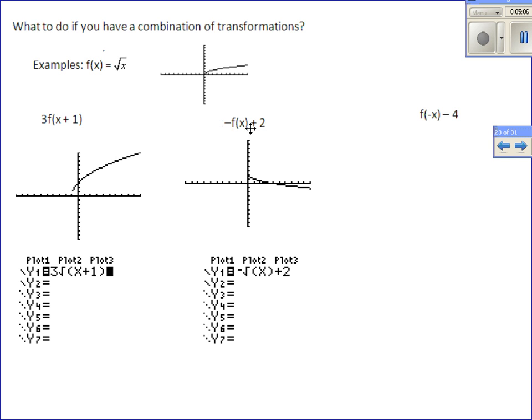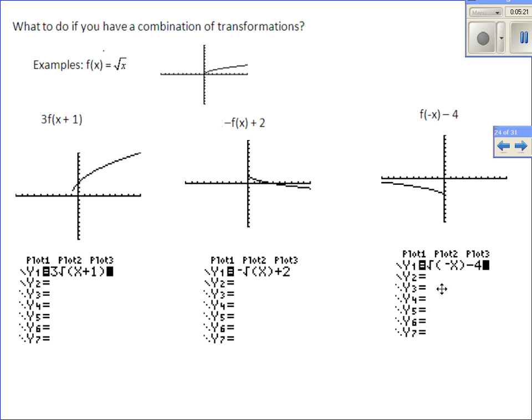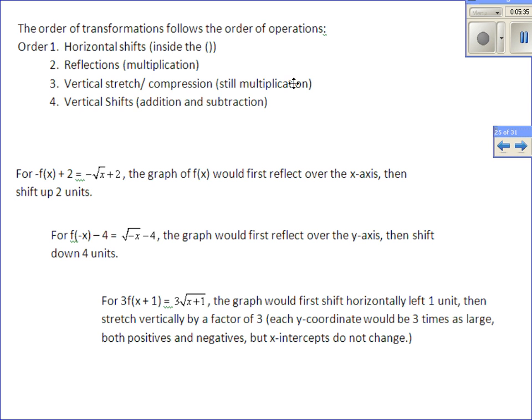Then negative f of x plus 2, it's flipped over, and it's shifted up. F of negative x subtract 4, so I'm replacing the x with negative x, I'm subtracting the 4, so that would be the square root of negative x subtract 4. And a couple things have happened here. It's flipped over the y-axis, and it's also down 4. And the order here is important, so let's step back a minute and talk about that.